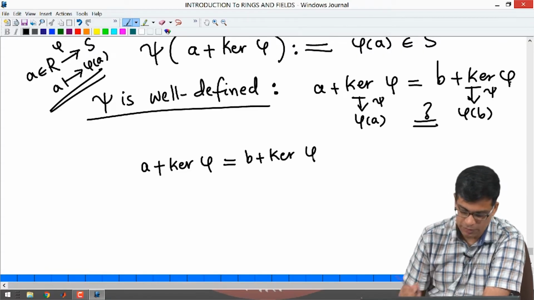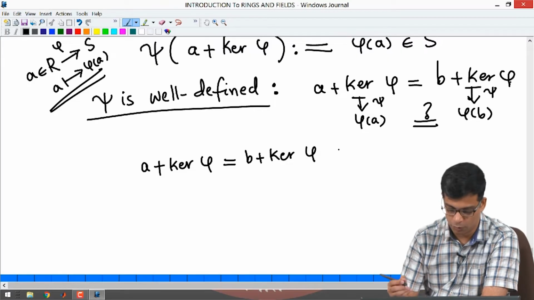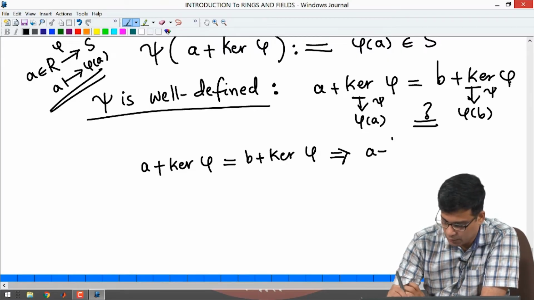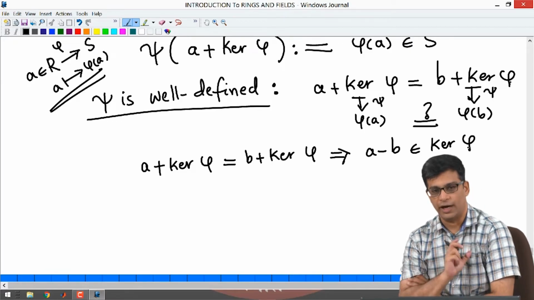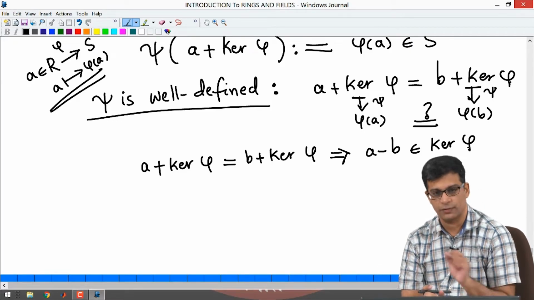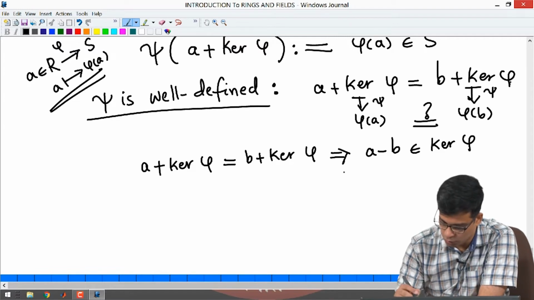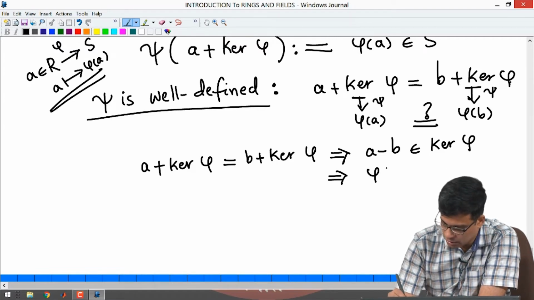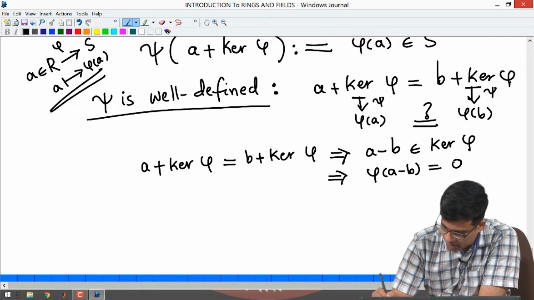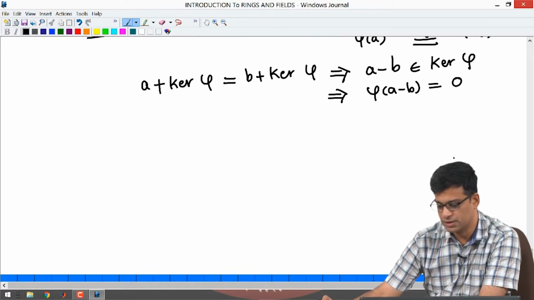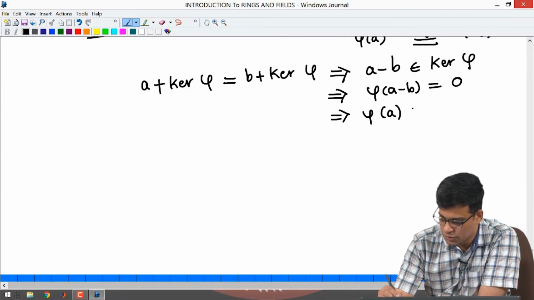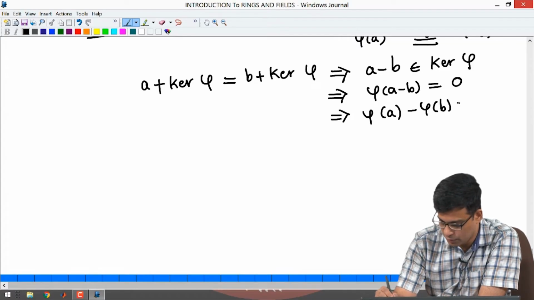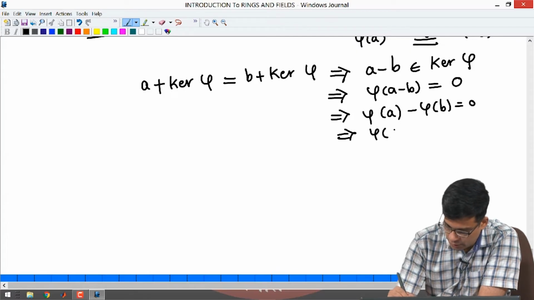So, suppose A plus kernel phi is equal to B plus kernel phi. This by definition means A minus B is in the kernel, right. If two additive cosets are equal, the difference of these two elements is in the subgroup. But if A minus B is in the kernel, phi of A minus B is by definition 0. The kernel consists of those elements which map to 0. That means, because phi is a homomorphism of rings, phi of A minus phi of B is 0. That means phi of A is equal to phi of B, right.